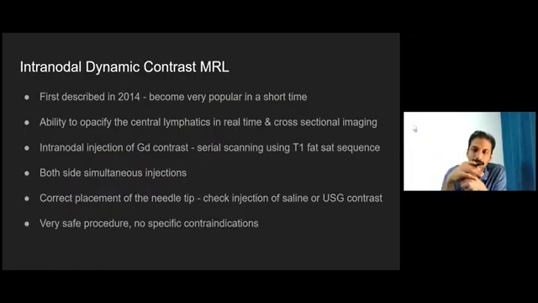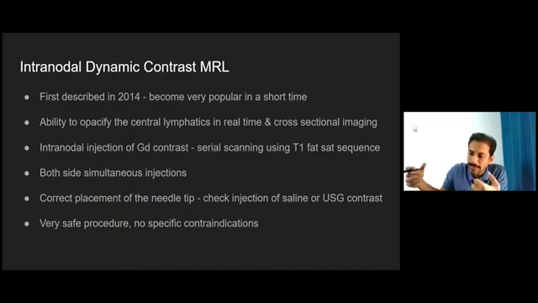Okay, so all we talked about were modalities which are usually done under fluoroscopy. Now we'll talk about a technique which we do under MR, called intranodal dynamic contrast MR lymphangiogram. It was first described in 2014. It has become very popular in a short while. The reason is it gives an immense amount of information about the anatomy of the lymphatics, and another important aspect of this modality is that it can opacify the central lymphatics in real time.